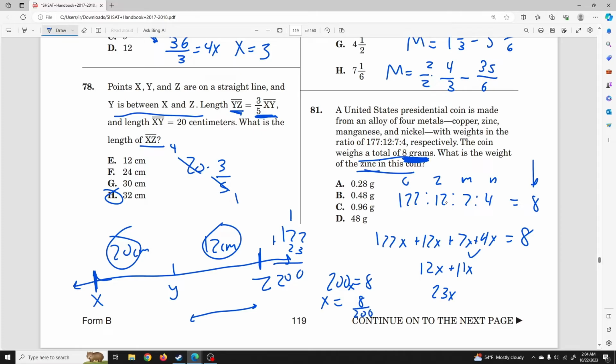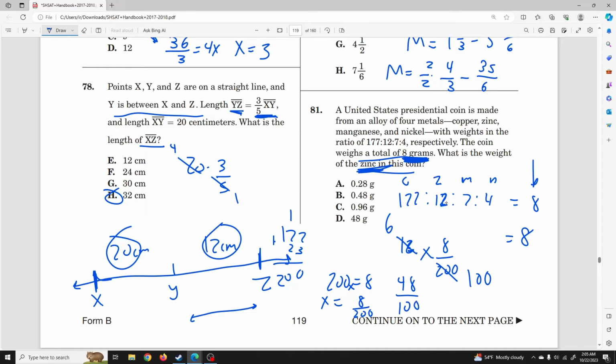Now they're asking us for the total weight of zinc. So if zinc is equal to 12, all we have to do to find the total weight is just multiply 12 by x. Or we're just multiplying 12 by 8 over 200. Awesome. So what is this going to be? We can just simplify this to 6 and simplify that into 100. So we have 48 over 100, which is equal to 0.48 grams.